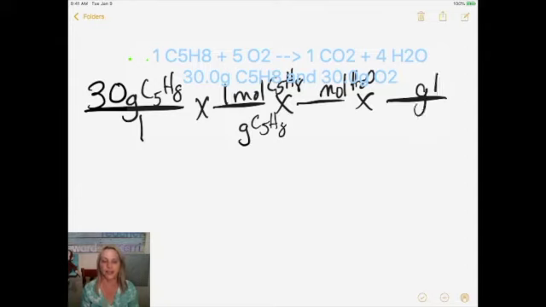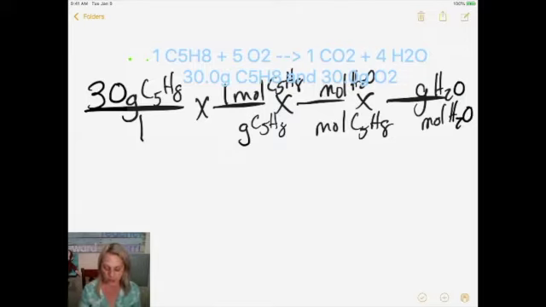Now we're going to go through the bottom and cancel out all of the units that we no longer want from the top. So we've got grams of C5H8. We also are going to have mole of C5H8 and mole of H2O on bottom. Now I can go in and fill in the numbers. So the mass of 1 mole of water is equal to 18.02 and the mass of 1 mole of C5H8 is equal to 68.13. These numbers come from the periodic table.